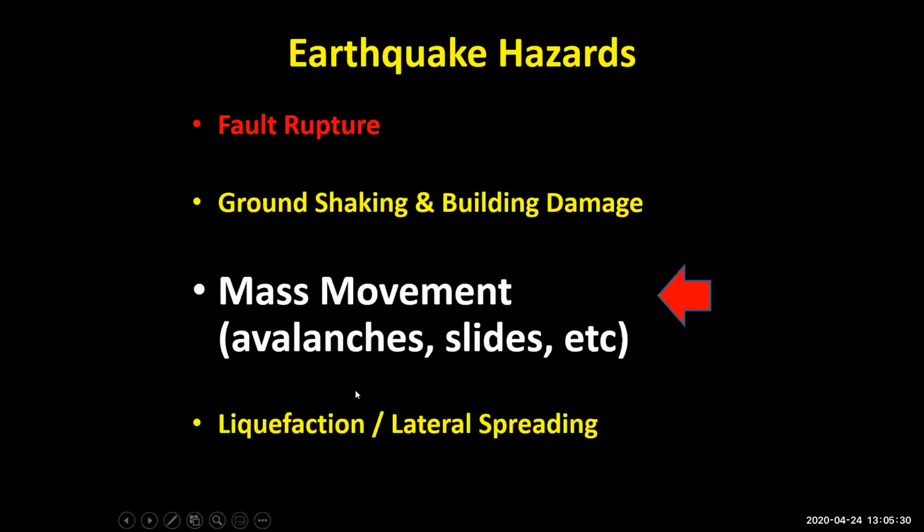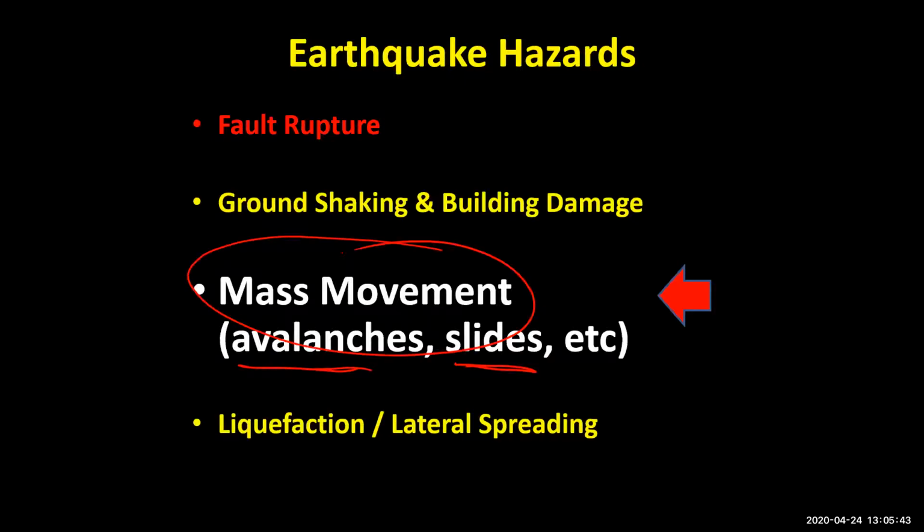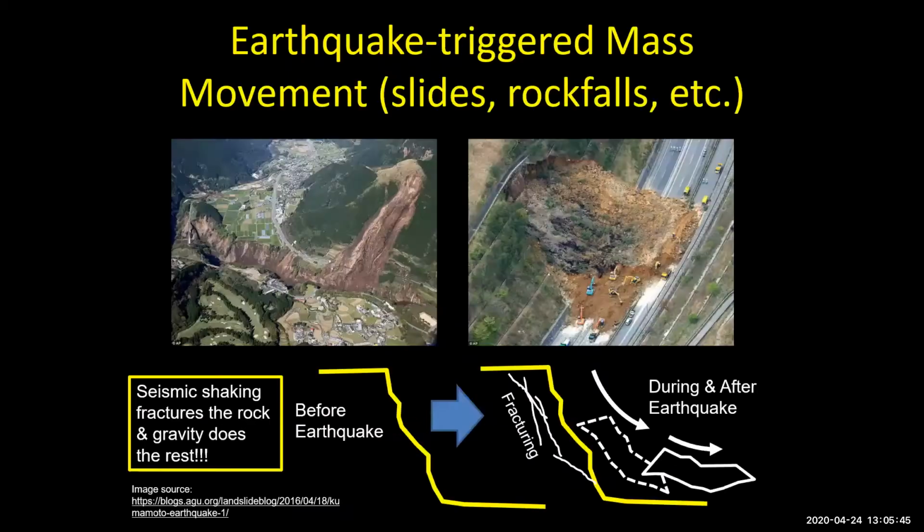Okay, sometimes what can also happen if you have steep slopes and weak rock is those slopes can give way either during or after the earthquake, creating a slide or perhaps a rock avalanche. That's collectively called mass movement. Just a couple of quick slides of slides, two different slides in Japan as a result of a recent earthquake.